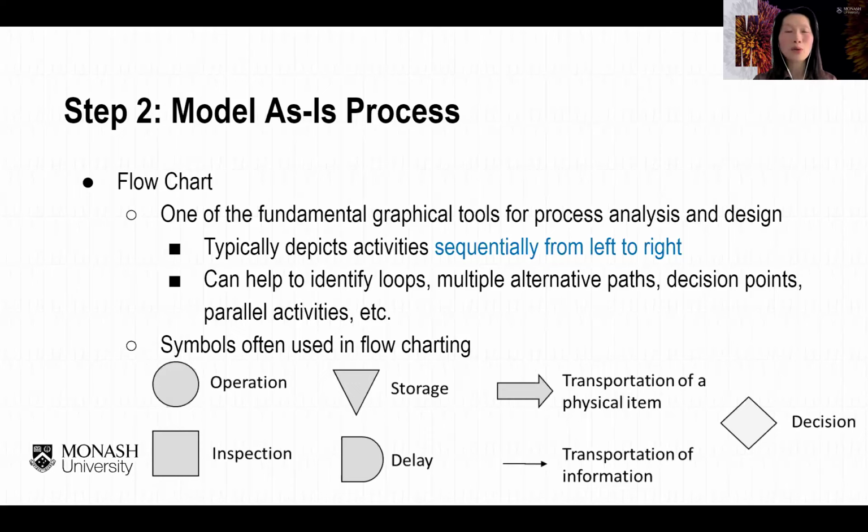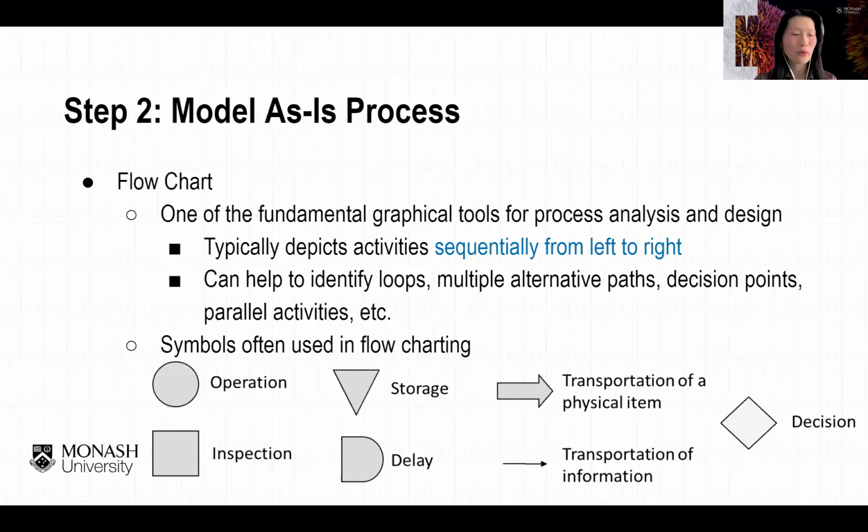Then we have 2 arrows. One is transportation of physical items, like transporting physical items between locations, or you can even transport human beings. You transport one person from location A to location B. And the other one is transportation of information, which is basically the linkage between all the activities.